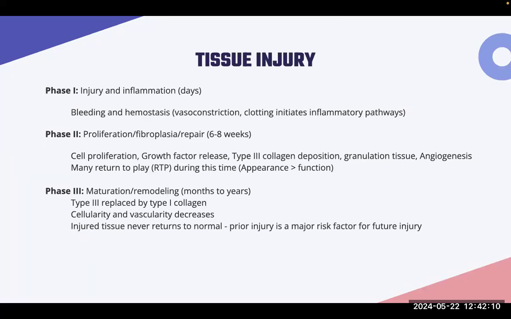And then your vascularity, cellularity is decreased. Injured tissue never returns to normal. And so that's why prior injury is a major risk factor for future injury.